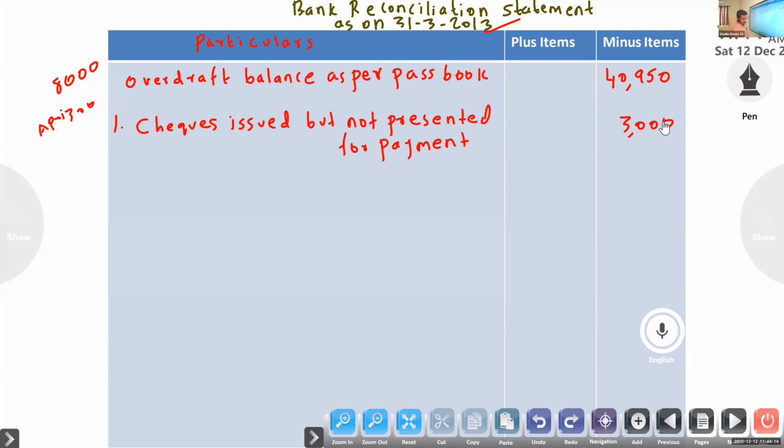Next, the second one: credited by the bank. Which one? Interest, but it is not entered in the cash book. Means interest credited in the passbook. That is the point, but not entered in the cash book. Interest credited in the passbook, plus or minus? Minus 3,800.